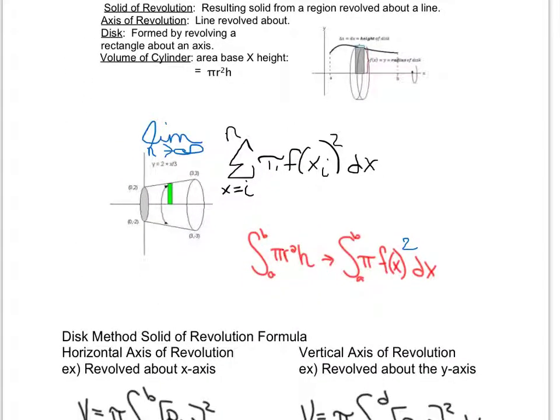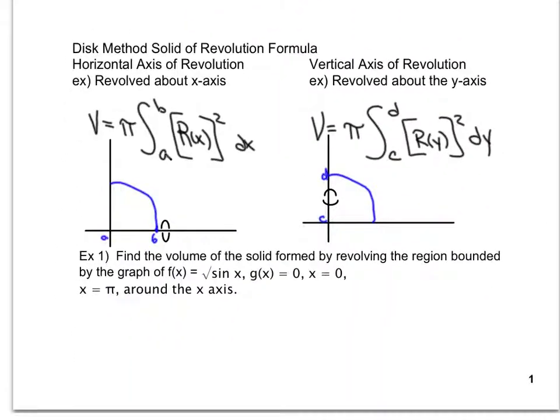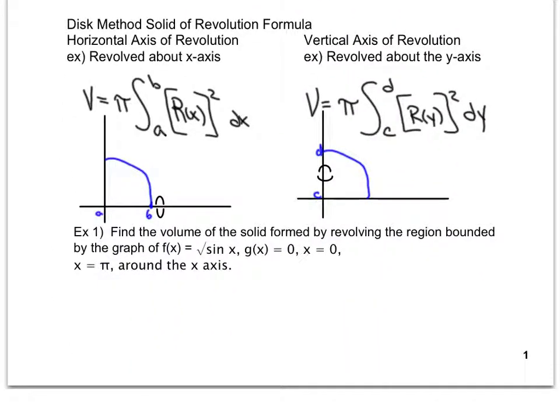So let's actually look at how we're going to use that to solve some problems. Based on that, these are the formulas that you're going to see in your book. If we are rotating around a horizontal axis of revolution, for example, something like the x-axis, rotating it around here. If I took this solid and rotated around there, how do I find the volume?